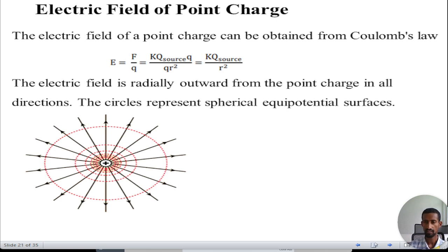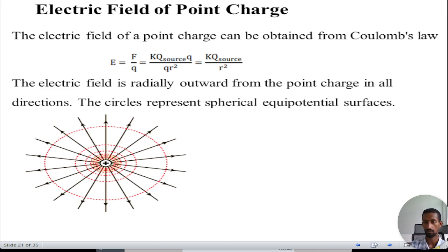What is the electric field line at a point charge? At the point charge, you may have some test charge. So what is the field line according to this test charge? The electric field of a point charge can be obtained from Coulomb's law. As you remember from the previous class, Coulomb's law states that the force between two electrostatic charges is directly proportional to the magnitude of the charges and inversely proportional to the square of the separation distance.